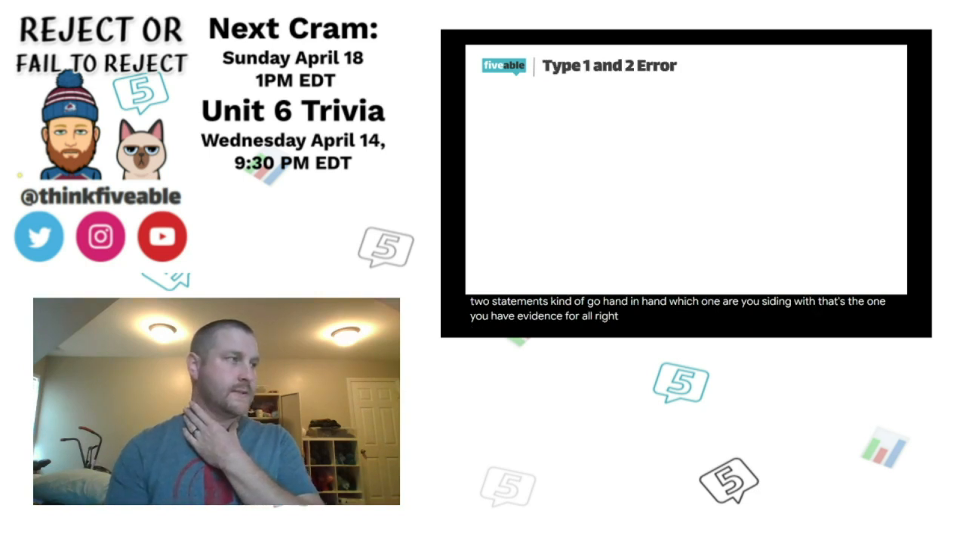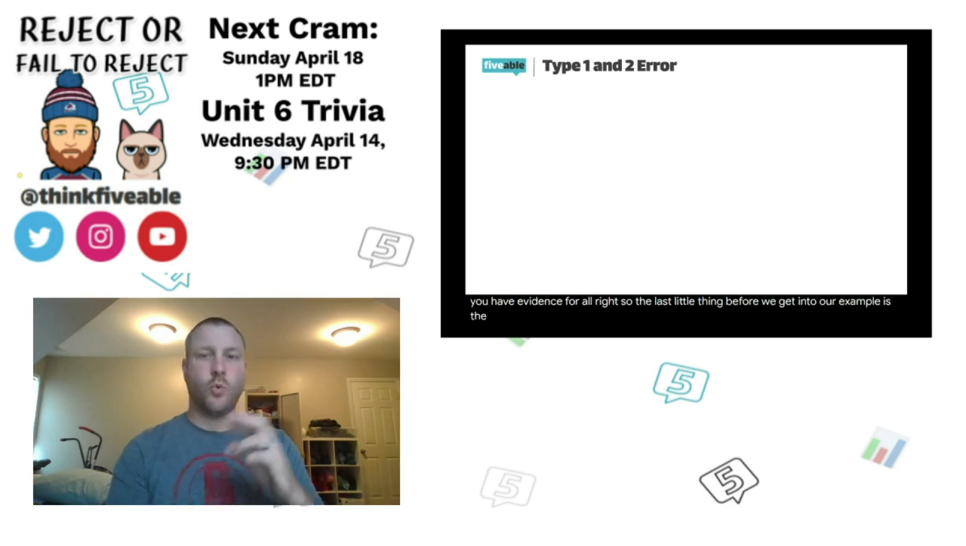All right, so the last little thing before we get into our example is the type 1 and 2 error. Okay, so type 1 and type 2.